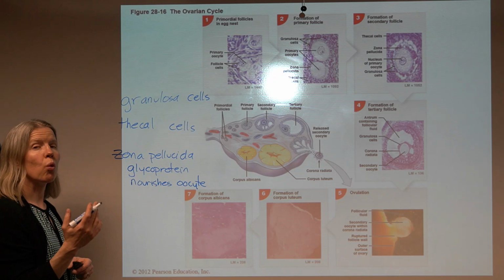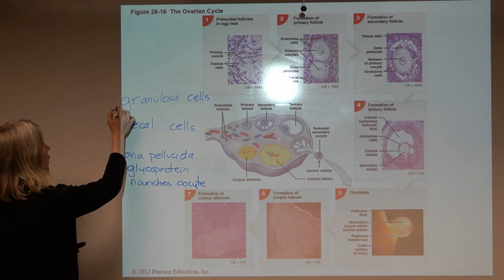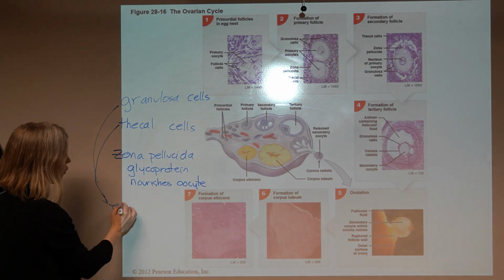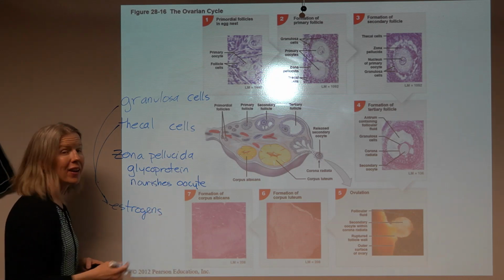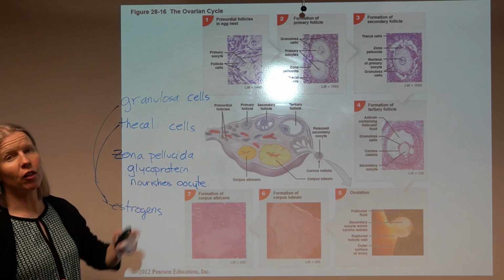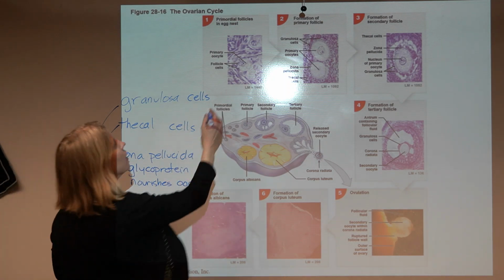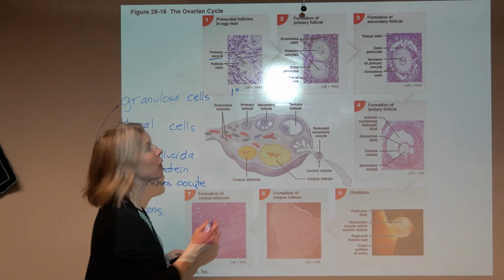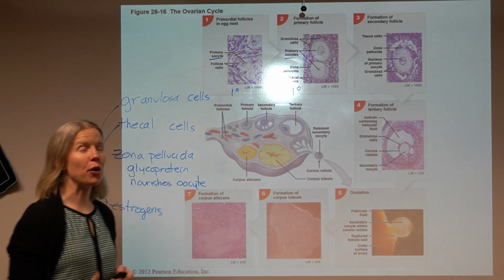Okay. We'll also see that these cells are going to work together to produce estrogens, the important female sex hormones. In the primary follicle, you still have a primary oocyte. So we could walk through here. There's the abbreviation for primary. So we have a primary oocyte. We still have a primary oocyte.